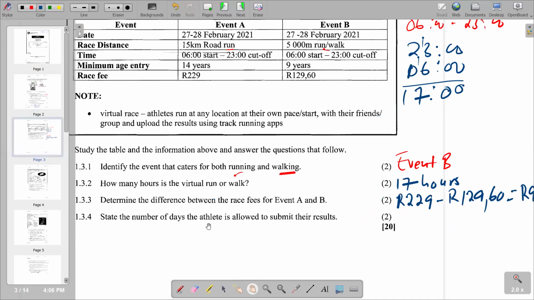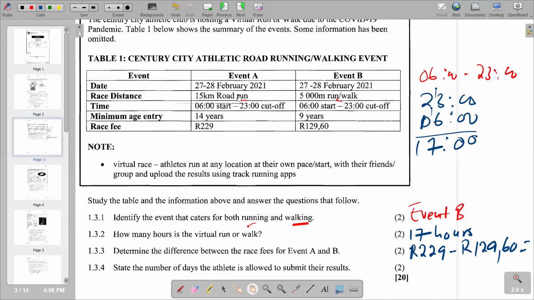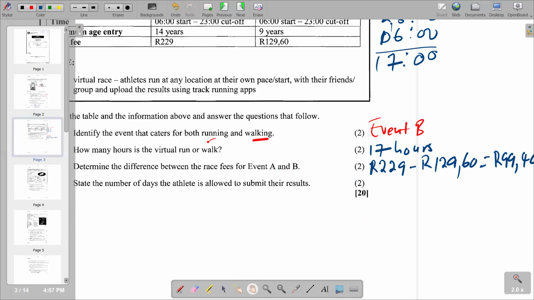State the number of days the athlete is allowed to submit their results. We are seeing that it is from 27 to 28. So we've got 27 and 28, which is 2 days. So 2 days is the response that we have. This is the last part of our question.